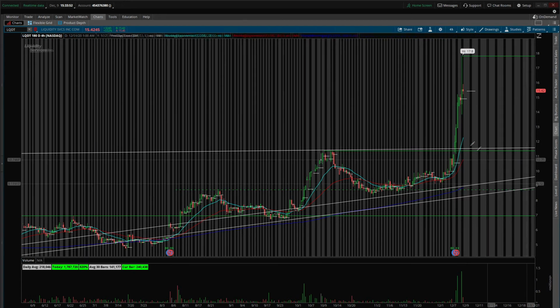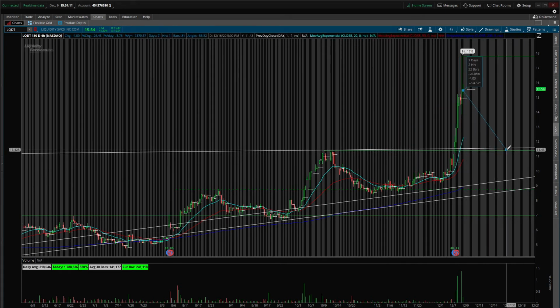Let me get my cursor. So from where we are right now in the short term, over the next month you're very likely to see this, or at least this. So anywhere from a 15% to a 25% pullback into these previous all-time highs.